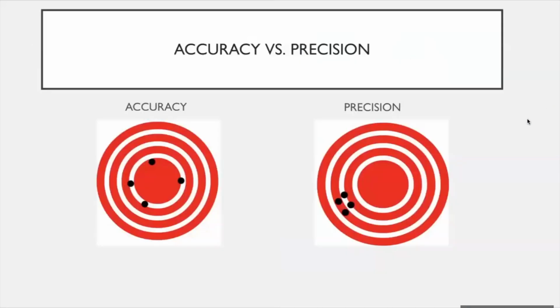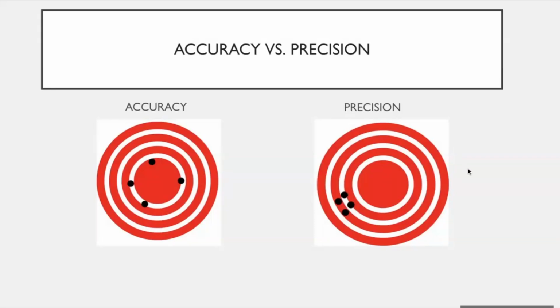Ready. Next is the difference between accuracy and precision. So accuracy is how close the values are to the true value. On the left here, we can see that these black dots are not very close to each other, but they are pretty close to the center. Whereas over here on the right, precision is how close the values are to each other. These black dots are very close to each other, but not close to the center.